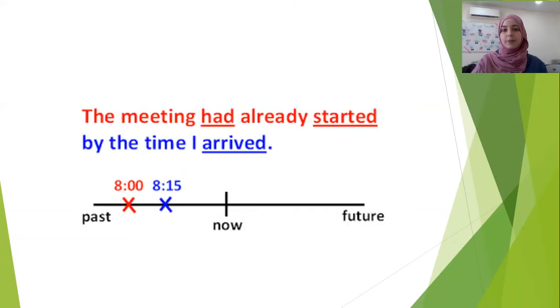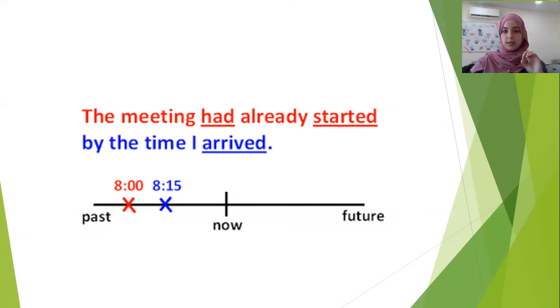Another example. The meeting had already started by the time I arrived. So, the meeting starts at 8, in the past, of course. And I arrived at 8:15, so I'm late. So, the meeting had started, then I arrived. Action 1, had started. Action 2, I arrived.